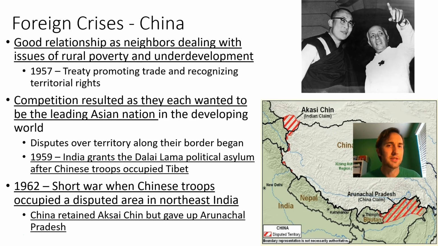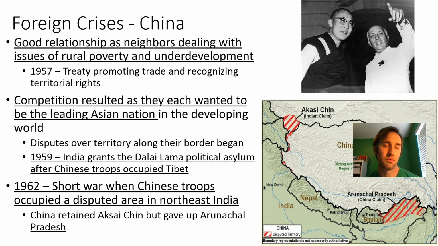Right. They've had good relations as neighbors early on, dealing with issues of rural poverty and underdevelopment, and they've had some moments where they've fought, but largely they've been pretty strong neighbors with a similar history in some ways, getting rid of imperialism and trying to get rid of poverty and develop into a world power. In 1957, they signed a treaty promoting trade, recognizing territorial rights. They're working together.